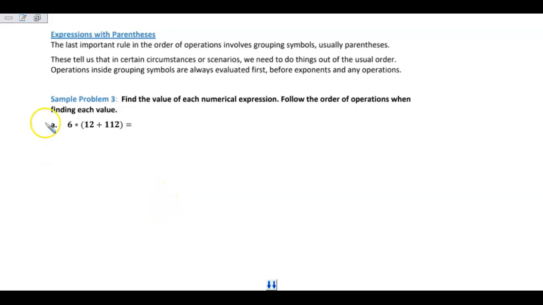On A, I have 6 times, inside parentheses, 12 plus 112. When I see these grouping symbols, these parentheses, this is telling me I'm going to do that first. So 12 plus 112 gives me 124. I'm going to bring down my 6 times while I'm at it. Now I've got 6 times 124, and that's going to give me 744. So 744.